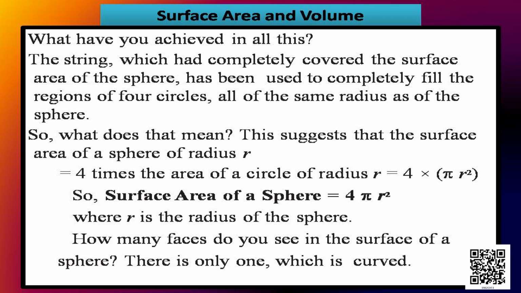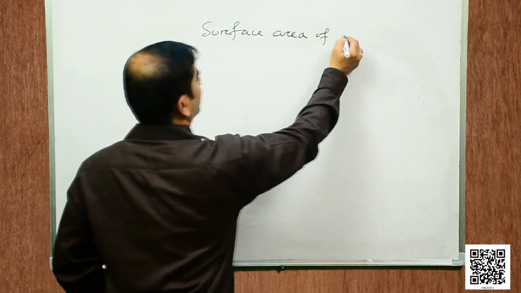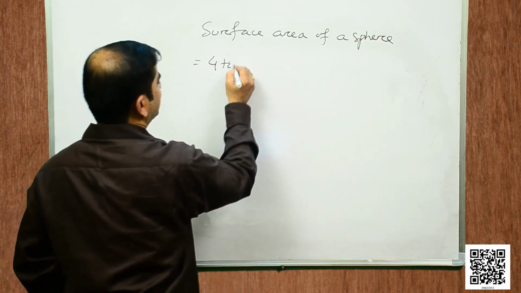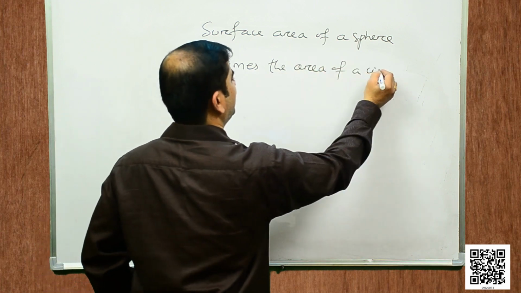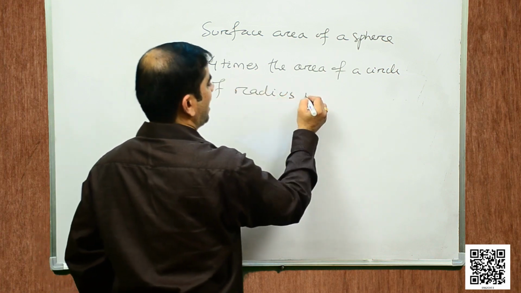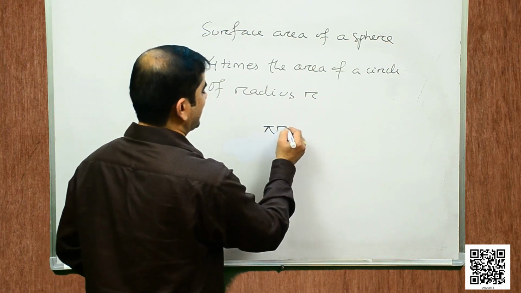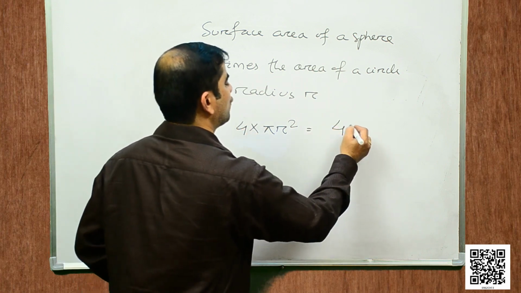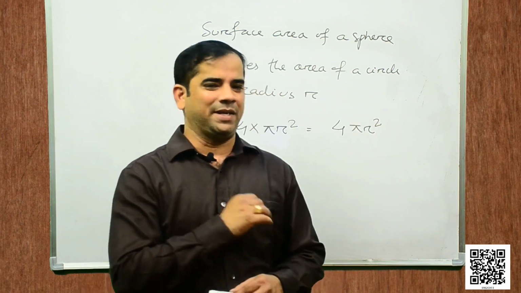So students, surface area of a sphere is equal to 4 times the area of a circle of radius r. What is the area of a circle? We know it is pi r square, where r is the radius. So 4 times, that is 4 into pi r square, is equal to 4 pi r square, where r is the radius of the sphere. Okay?